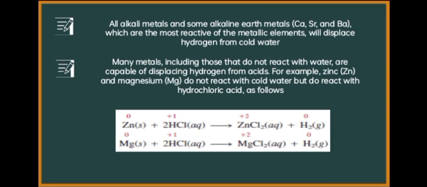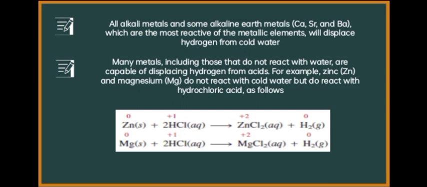Therefore, we can say that zinc is acting as a reducing agent because it reduces hydrogen to hydrogen gas while being oxidized in the process. So hydrochloric acid, the compound that delivers the hydrogen ions to the reaction, is acting as an oxidizing agent because it oxidizes zinc to zinc cations while being reduced in the process.